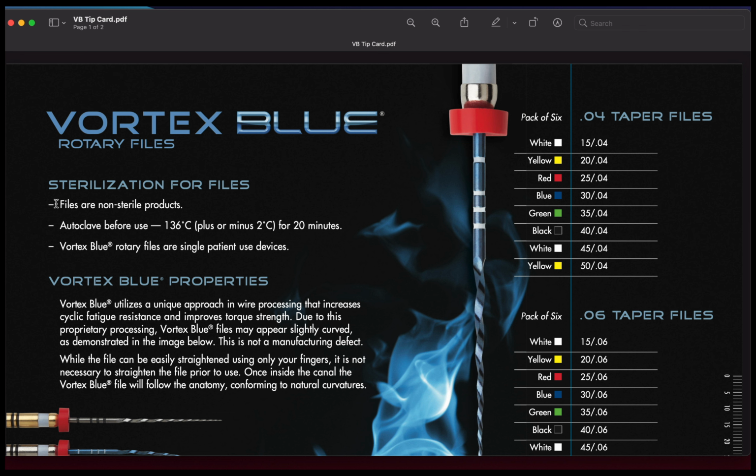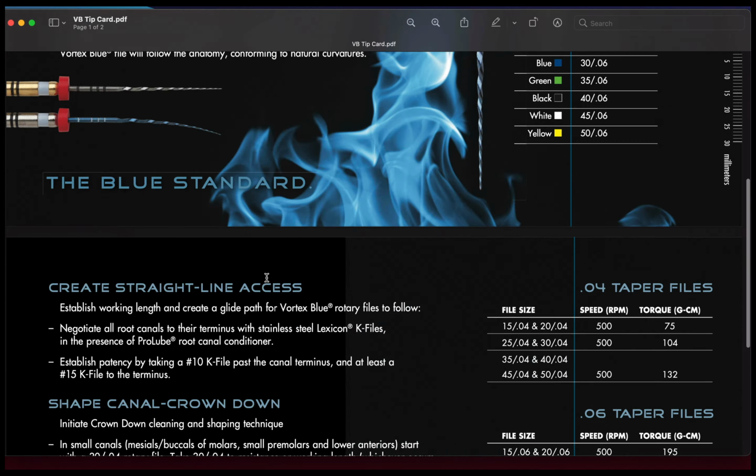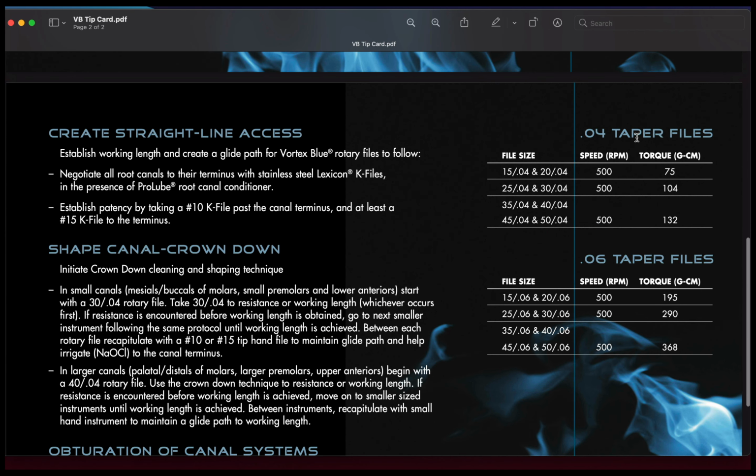They use the ISO system to classify all their files. These come non-sterile, so you'll have to autoclave these before you use them. I recommend you make up packs in sterilization pouches of an entire sequence of files, so you have an entire setup per sterilization pouch. And you'll notice here that they are meant to be run at a higher RPM than ProTaper Gold. These are run at 500 RPMs as opposed to ProTaper Gold's 300 RPMs. And the torque settings for each of the files are actually a little bit lower as well. Now, in terms of the settings that you put on your motor for the RPMs and the torque values, you want to be very careful to make sure that you're following the manufacturer's instructions.